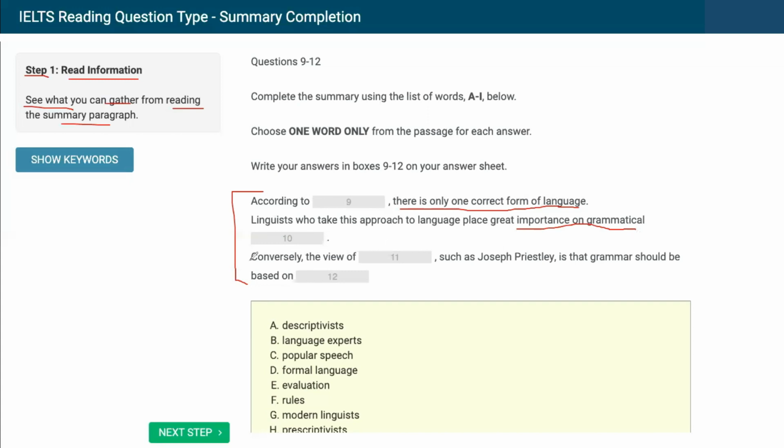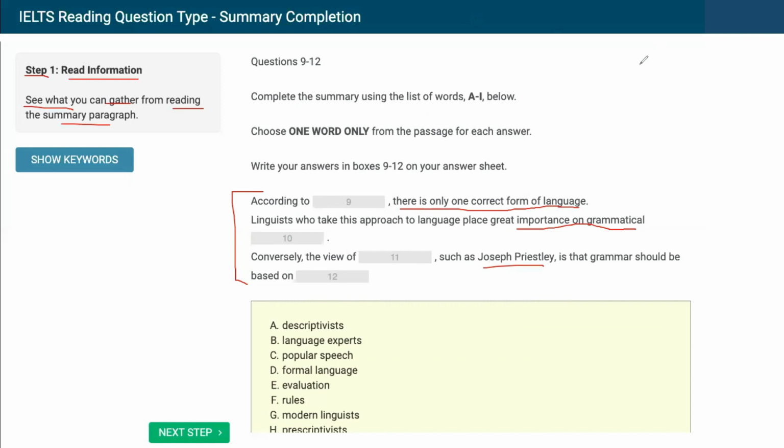Then the last part, conversely, the view of blank, such as Joseph Priestley, is that grammar should be based on blank. So in this case, it's very clear that this name, Joseph Priestley, will lead us to the answer for number 11 and probably also number 12. So I would say Joseph Priestley is the best keyword in this case. So you see, we don't have that many keywords when compared to other types of questions. That's because this summary completion will also rely on our word bank, and it's just a different type of question.